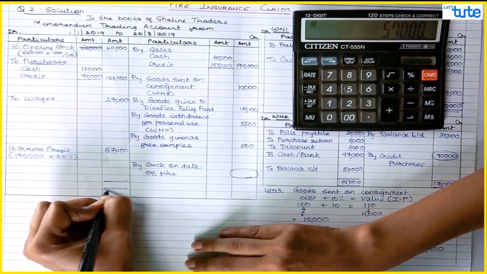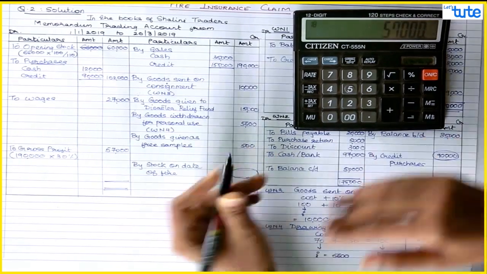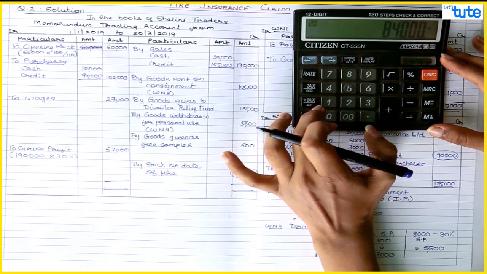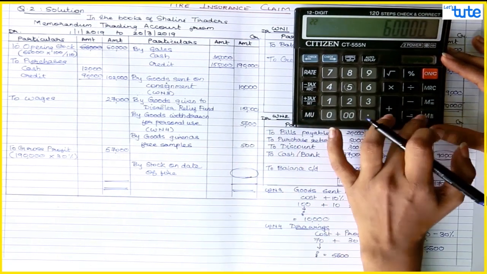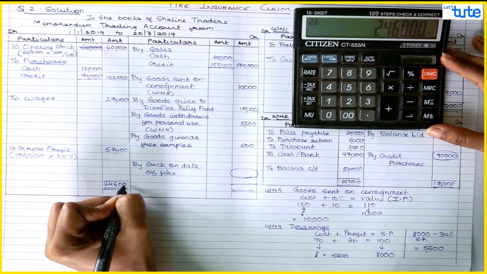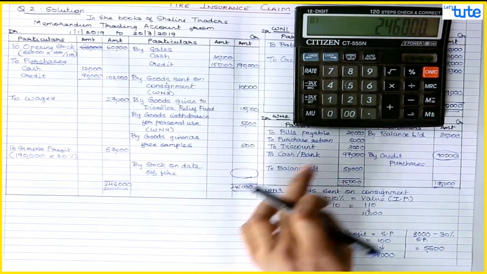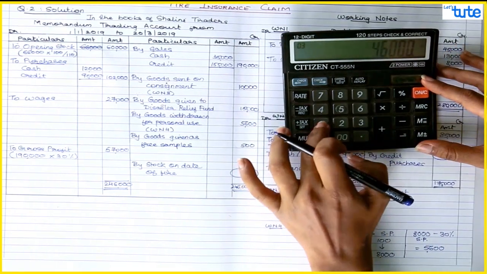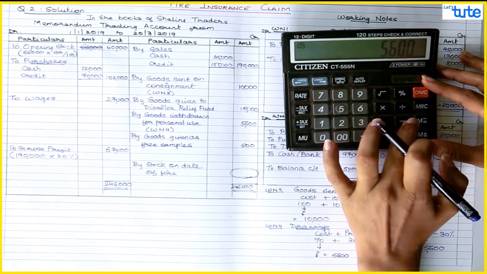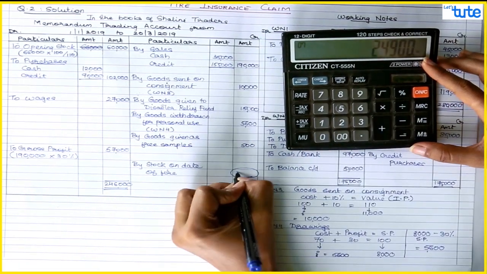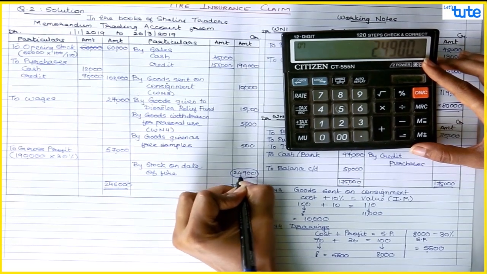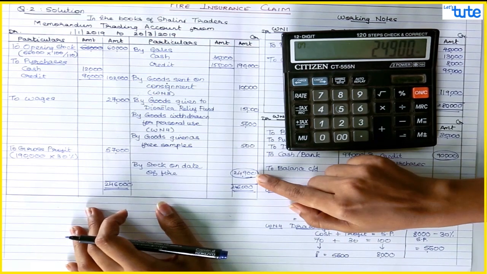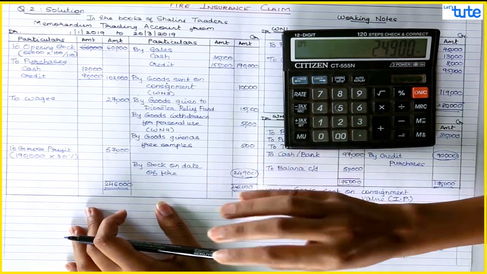Finally, when we total, we find out stock on date of fire, 57,000 plus 27,000 plus 1,02,000 plus 60. So that is 2,46,000. So 2,46,000 minus 1,90,000 minus 10,000 minus 15,000 minus 5,600 minus 500. So that gives us 24,900. That is our stock on date of fire. So on this date, that is 20th March, we had a stock of 24,900 in our godown when there was a fire.